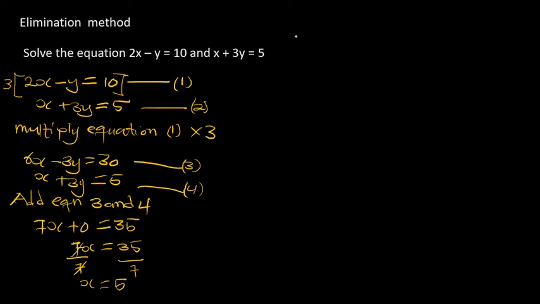So let's pick equation 1. Okay, equation 1. So put x into equation 1. Alright, so anywhere we see x, we put 5 there. So 2 into brackets 5 minus y, which is equal to 10.